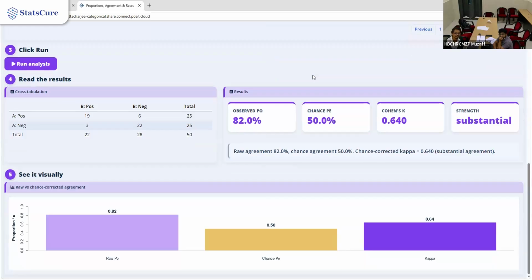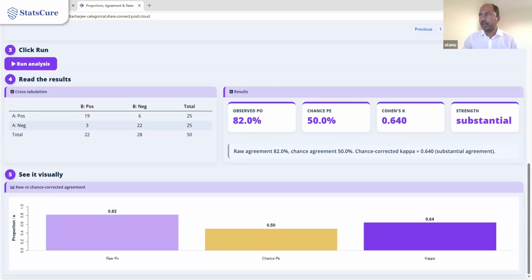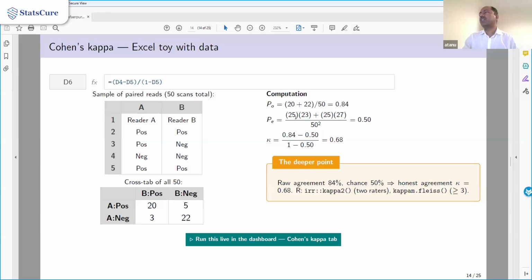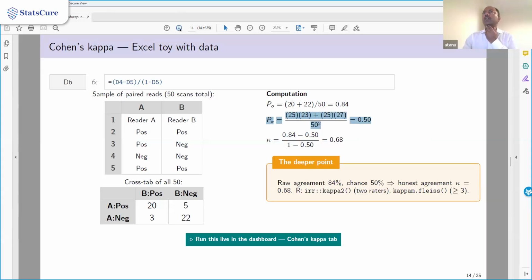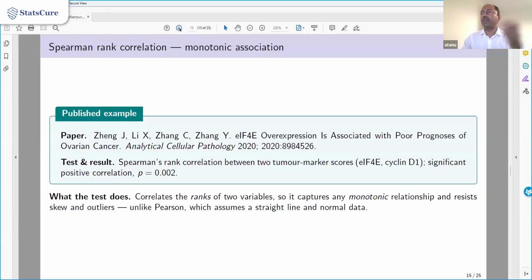Because in your previous slide, I saw there was some calculation for the PE. Yes, that is the theoretical calculation for PE, definitely. Let me show you. Could you see? So this is how it is theoretically calculated over here. So this is again with an example.